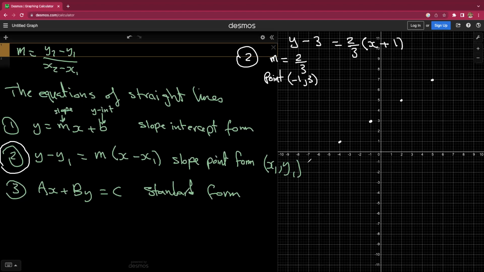Wait, did you get -1 from +1 but change it to a -1? Yeah, you change the sign here and there, yes. Every time I'm giving you the slope point form, if this is +1, you write -1 for the x. If this is -3, you write +3 for the y. Okay, so now that being done, this is your graph. Very simple. Instead of the y-intercept, you're using the point that's given to you on the graph.